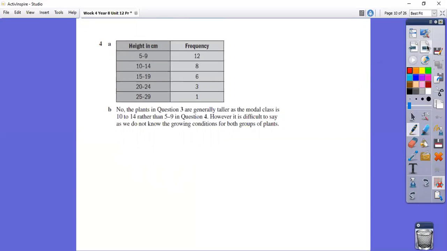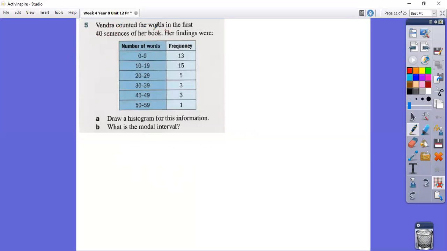Okay. For question 5, Vendra counted the words in the first 40 sentences of the book. Here are her findings. So draw a histogram for this information. And what is the modal interval? So again, which one has the highest frequency? Okay, so again, pause the video, do the question, and then we'll go through the solution.